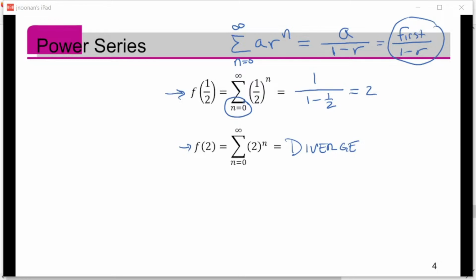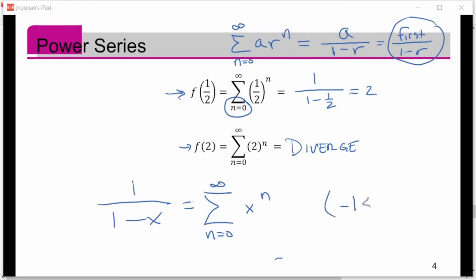The interesting thing is that it turns out that this formula, 1 over 1 minus x, is actually equal to the sum of x to the n, and this is when -1 is less than x is less than 1. So those two are exactly the same.